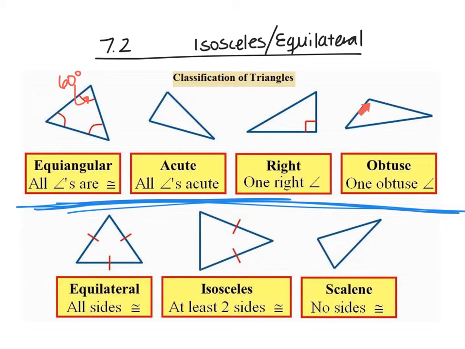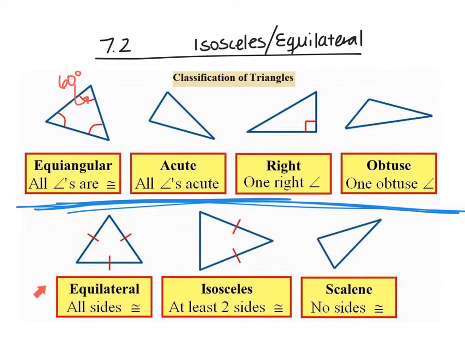And hopefully you realize, because they have to add to 180, it's not possible to have more than one obtuse angle in an obtuse triangle, or in any triangle for that matter. Because if you have more than one obtuse angle, you're going to end up getting a triangle that's bigger than 180 degrees, which isn't going to form correctly. All right, so the top four are all ways to classify by angles.